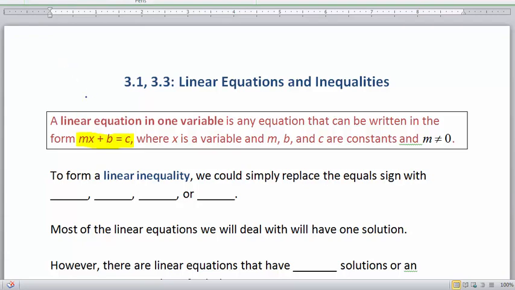The only variable in this case is x, whereas when you have y equals mx plus b, slope-intercept form of a line, x and y are both variables. So that has two variables, whereas this only has the one variable.